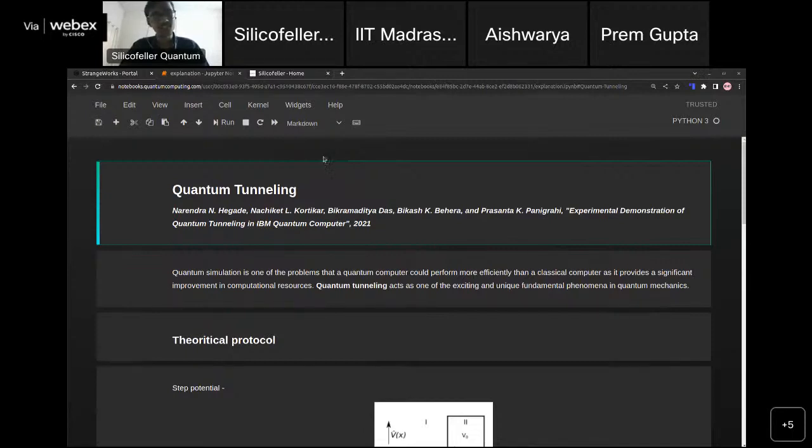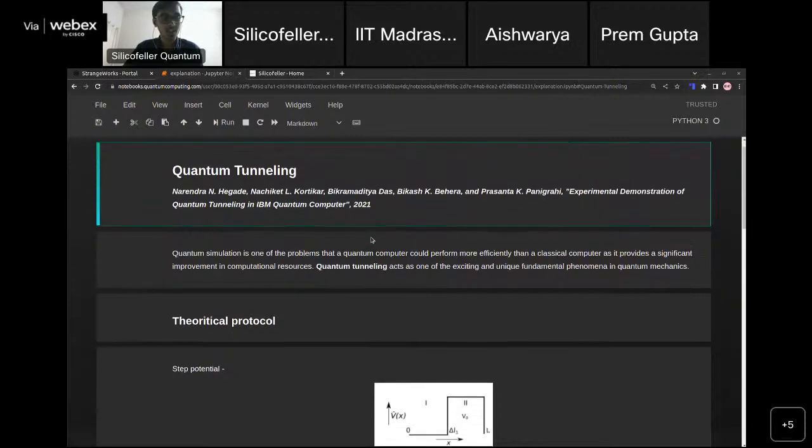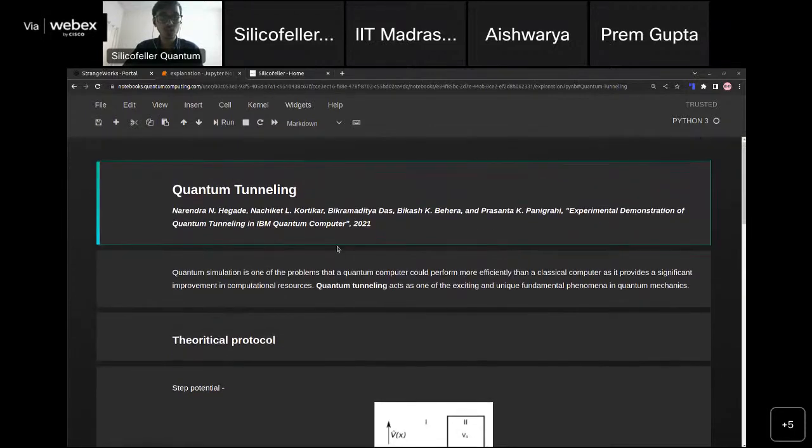So quantum tunneling is a phenomenon in which a wave function can propagate through a potential barrier, which is not possible classically. And that's what we'll do today. So this demonstration is based on the works of Narendra and others, and you can look this up. It's a wonderful paper. I enjoyed reading it. I'm sure you guys will as well.